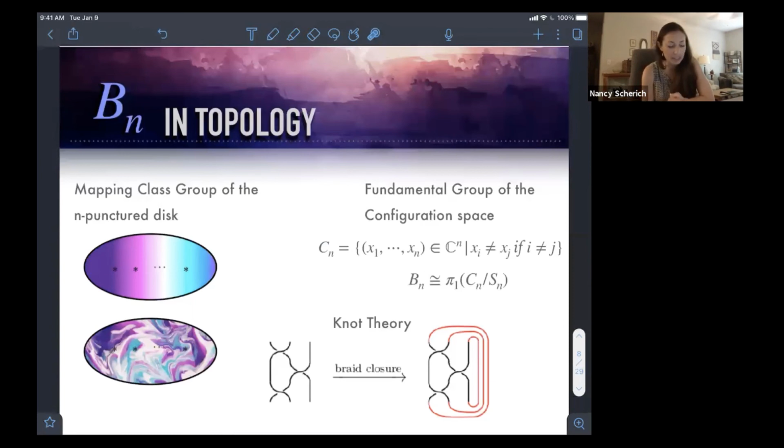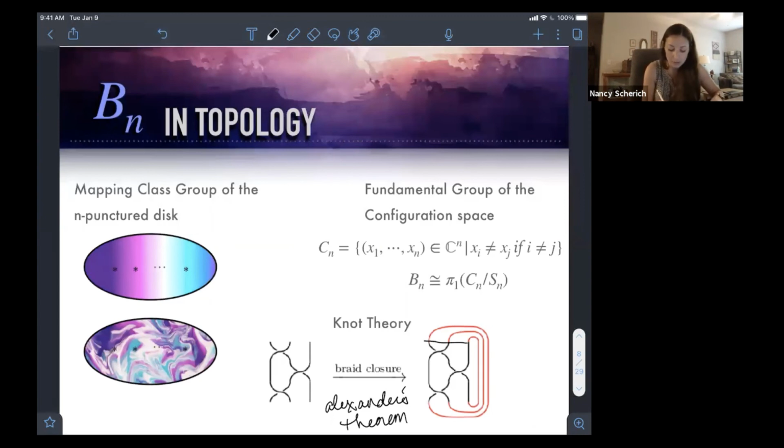But anyway, let's take a look at a few of the settings where braid groups show up very naturally in topology. Where I first learned about the braid groups was from the perspective of knot theory. And this is called Alexander's theorem. Alexander's theorem says that if you have a diagram of a knot, any knot or link, you can always rearrange the crossings and change up the diagram so that it looks like the closure of a braid.